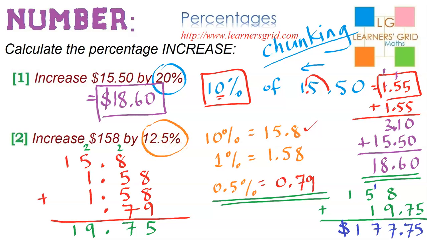Try and squeeze that in over here. A lot of working out there. So the final answer equals 177.75. And that's done.